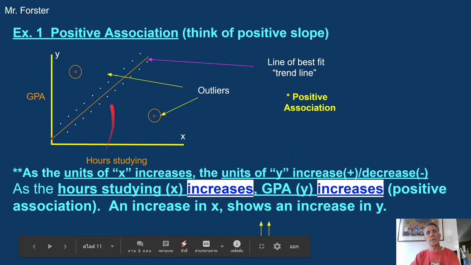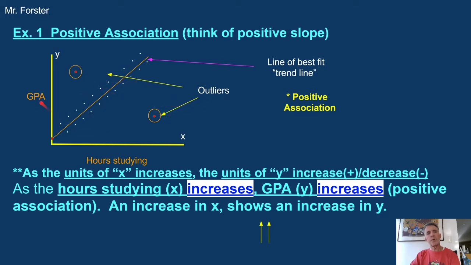Here's positive association. We see these points, and this is the best we could do, where scatter plot, and these points, there's a line that kind of goes through the middle of there, and that's called the line of best fit or trend line. And since this line goes uphill from left to right, this is called positive association. Just think of positive slope. These points that are far away from the line or the trend line, they lie outside the trend of the other data points, they're called outliers.